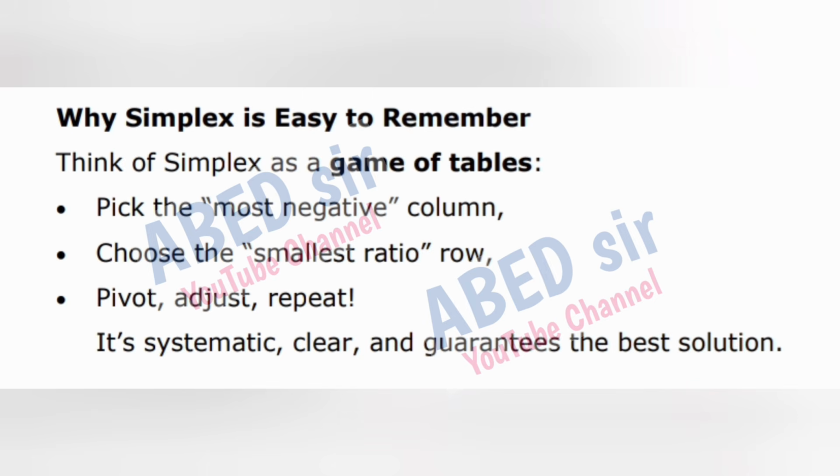Think of simplex as a game of tables. Pick the most negative column. Choose the smallest ratio row. Pivot, adjust, repeat. It's systematic, clear, and guarantees the best solution.